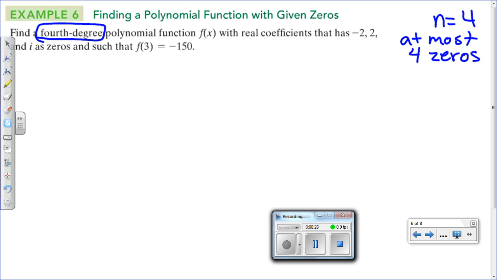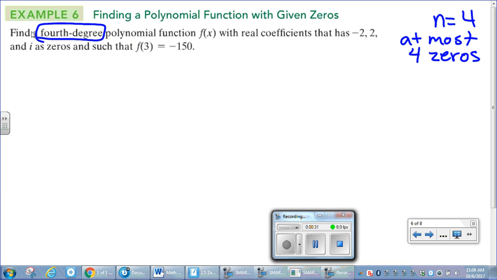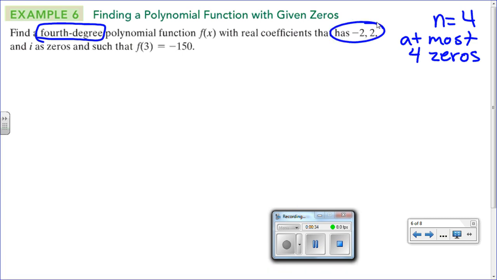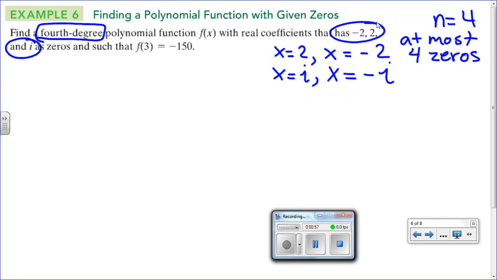Now, some of those zeros are given to us, and we have 2 and negative 2, so that would be x equals 2, x equals negative 2. We also are told that we have an imaginary zero right here, and that would be x equals i. And because we know that imaginary zeros come in complex conjugates, then we must also have the zero x equals negative i.